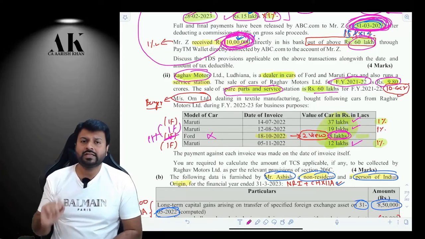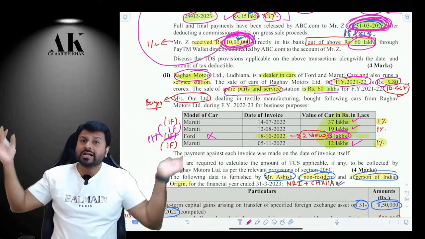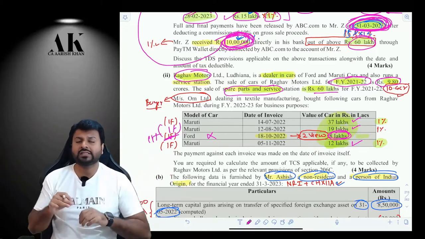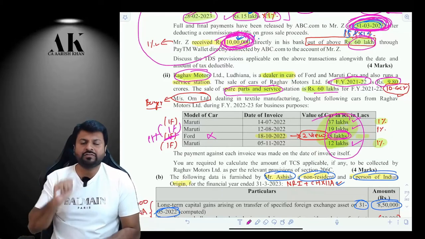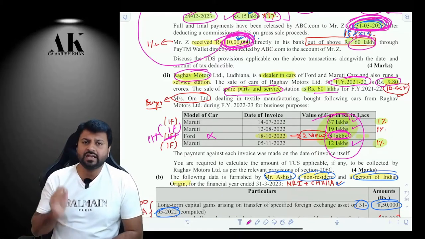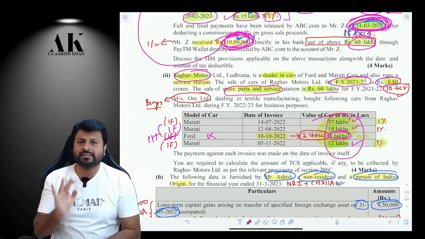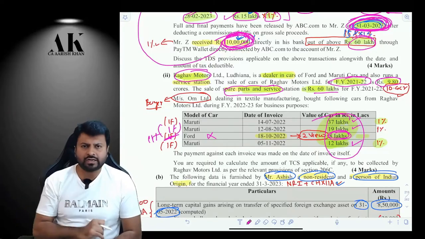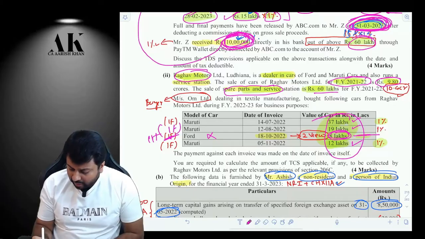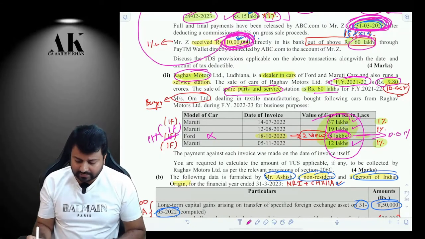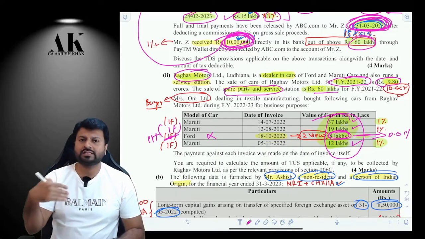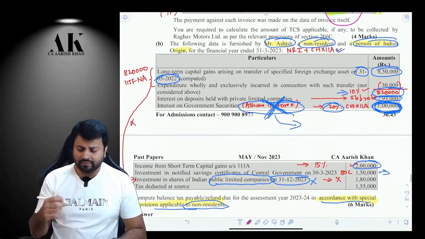The second view which is taken by the Institute is, because all the cars, including 1F and 1H, are exceeding 50 lakhs. If I take the total of all the cars, is it exceeding 50 lakhs? It is exceeding 50 lakhs, definitely. So, because the aggregate of all the cars is exceeding 50 lakhs, and the last year turnover is also greater than 10 crore, therefore, on this 8 lakh rupees, you can collect TCS at the rate of 0.1%. This is the provision which the Institute has applied over here, okay?